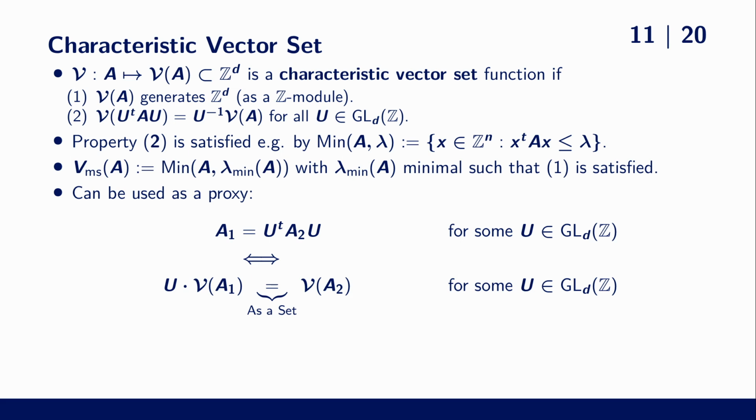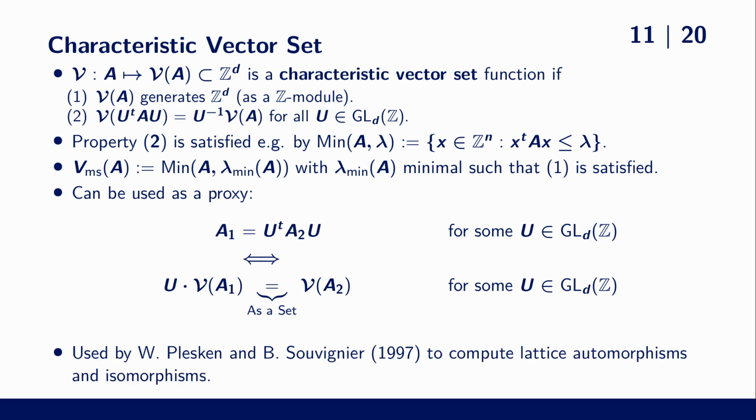So if A1 is equal to U transpose A2 U, then this is equivalent to saying that U maps the characteristic vector set of A1 onto the characteristic vector set of A2. And this was already used by Plessin and Sauvigny to compute lattice automorphisms and isomorphisms. So what we actually did is we turned this action U transpose U on both sides to a single action on the left of U.